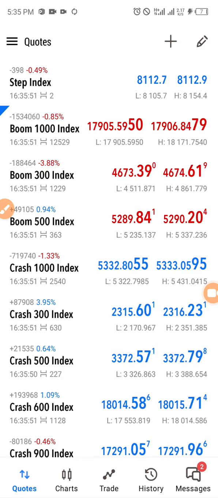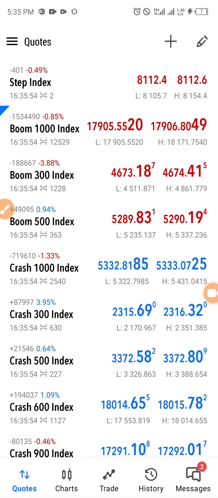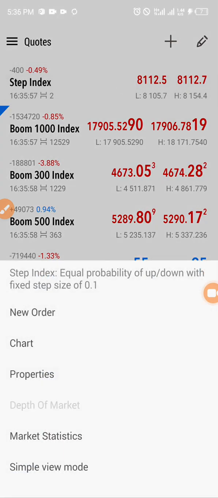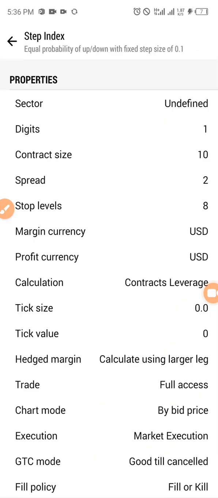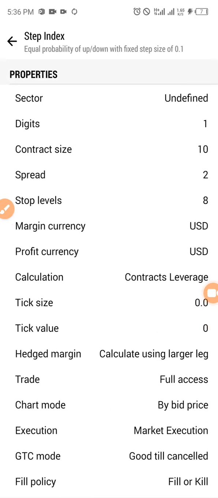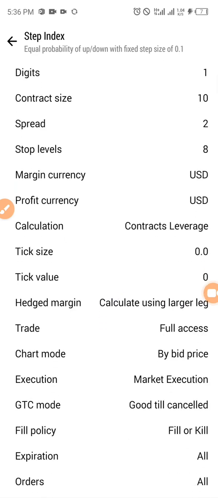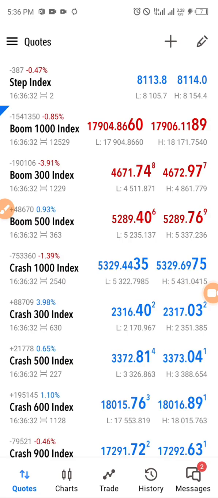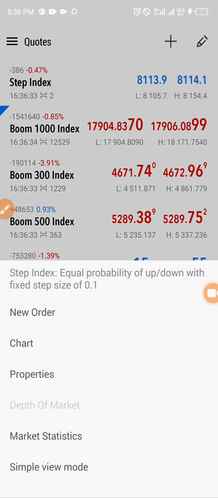That's how to navigate MT5. So these are pairs. If you want to trade any of these pairs, you simply tap on the particular pair and this page will pop out. You will see new order, chart, and properties. First of all, click on properties. You will see all you need to know about the asset you're trading: sector, contract size, spread, stop loss, step level, USD profit currency. All these are the properties of this particular asset. So we click on it, and then we click on chart.